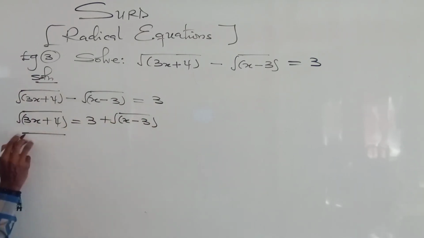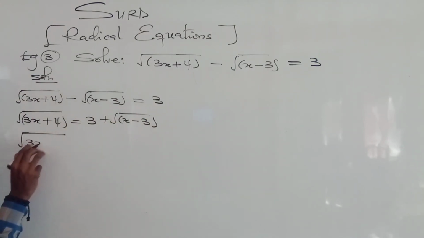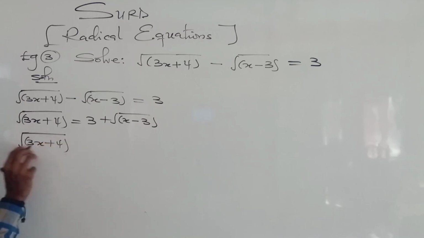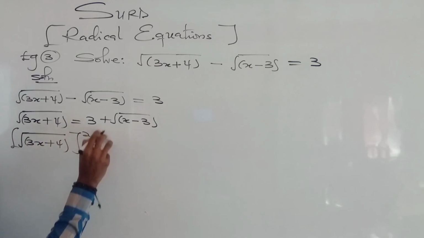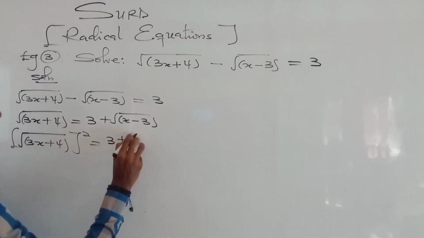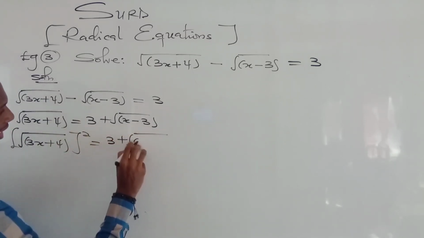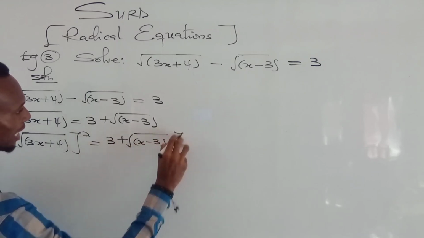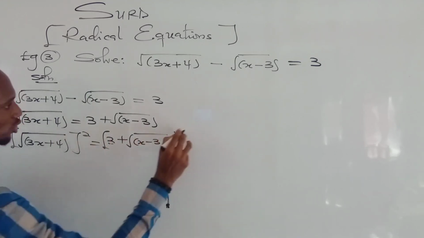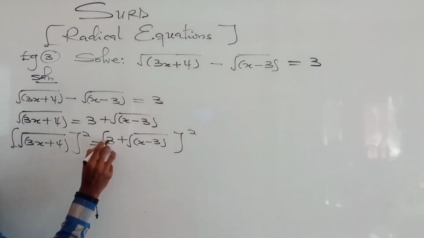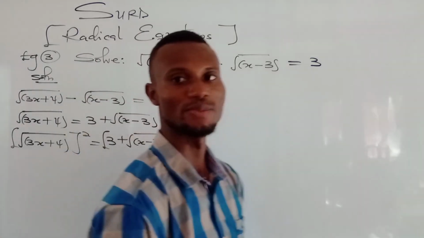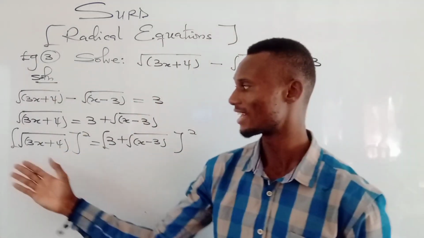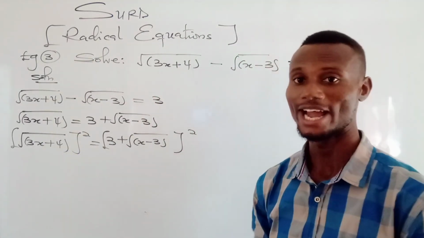So I'm going to repeat my square root of 3s plus 4, then I'm going to square it, equals to, then I'm going to repeat also my 3 plus square root of s minus 3, and I'm going to square these two terms as well. So you square both sides of the equation. I hope you understand and you agree with me up to this point. All that we did is to square both sides of the equation.